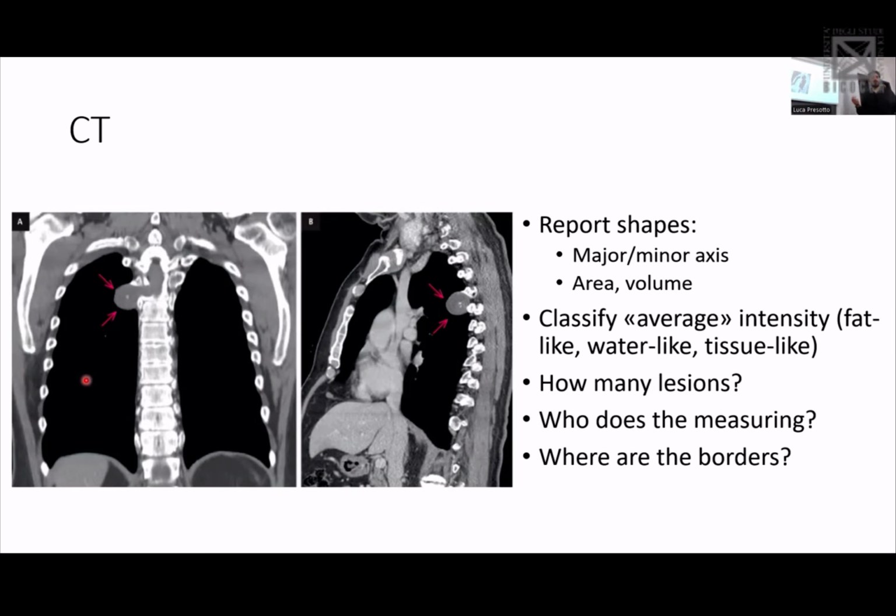What if there are multiple lesions? And if you want to report this measure, who is doing that? And here you're not saying, like with the brain, take a look in that specific area, because here a lesion can appear in every part of the lung, and by the way, which part of the lung can change the prognosis.